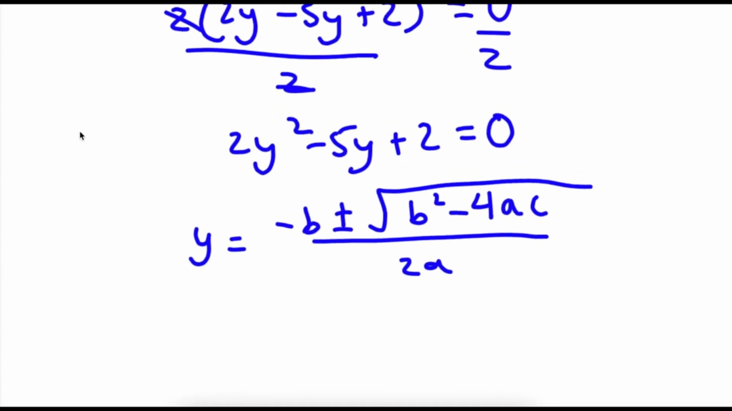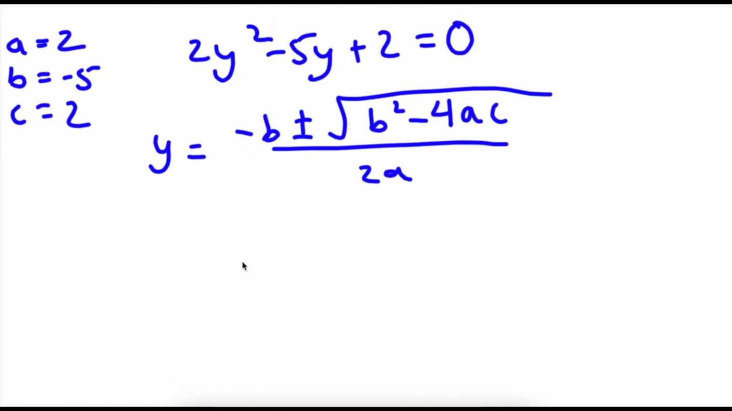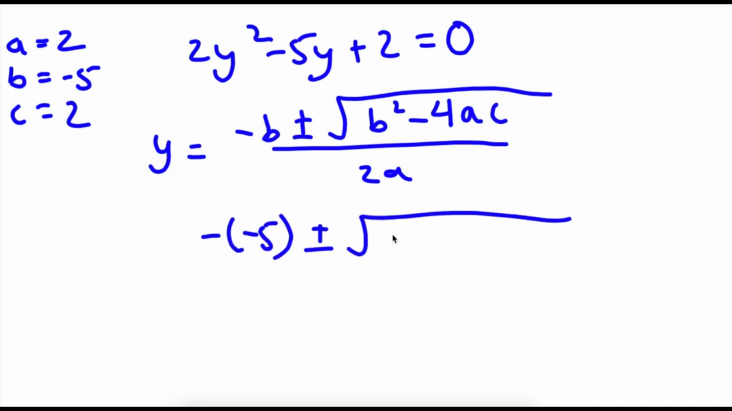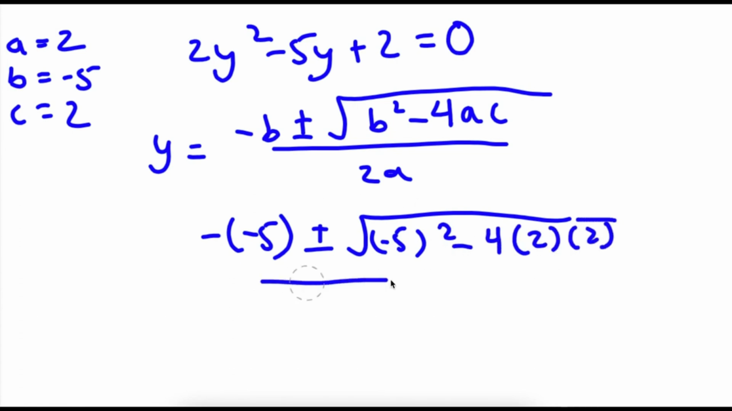Now in this case, a is equal to 2, b is equal to negative 5, and c is equal to 2. So now, if I replace these values in for the quadratic formula, first off negative b, so negative 5 plus or minus the square root of b squared, so again negative 5 squared minus 4 times a, which is 2, times c, which is 2 again. Now I'm dividing this by 2a, so 2 times 2.